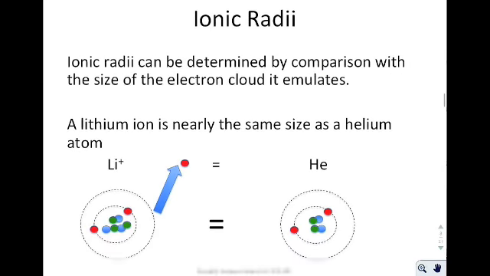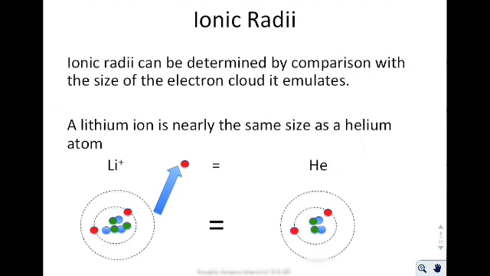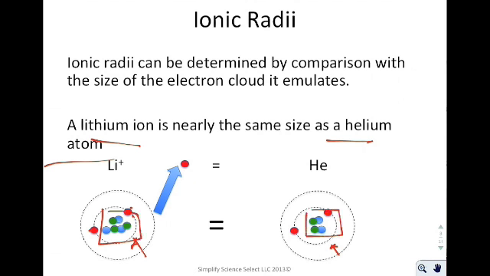Ionic radii. Most of the time, what we do is compare it to the element that it most closely emulates. So if you were to look at this, you would say a lithium ion is very close to the same size as a helium atom, because both of them have 2 electrons in their orbitals, and they have the same number of orbitals. They have one orbital, and each one has 2 electrons. There is a slight difference because this has 3 protons and this only has 2, but we'll talk about that a little bit later.